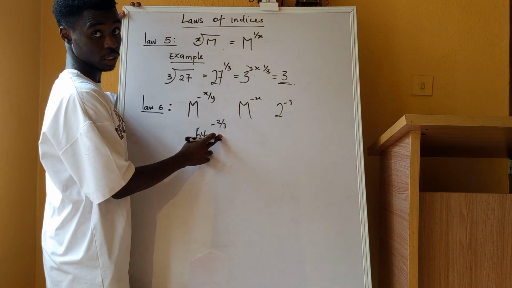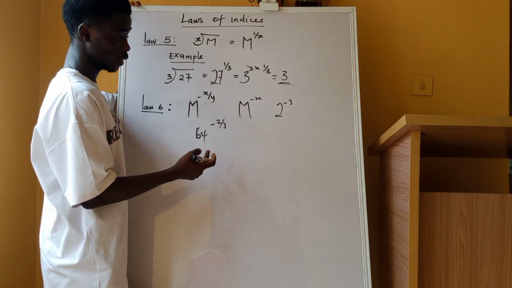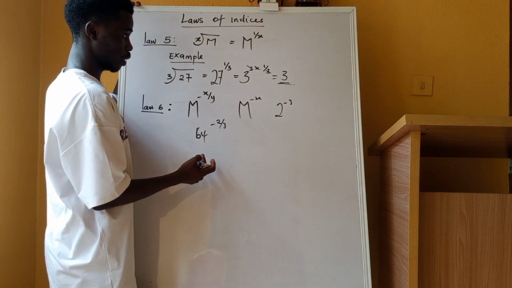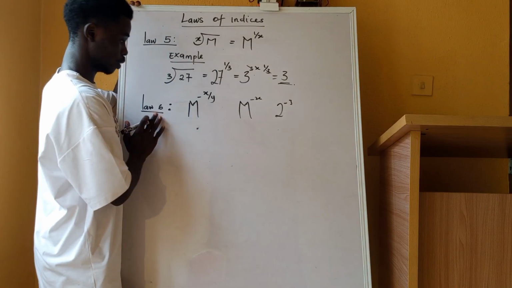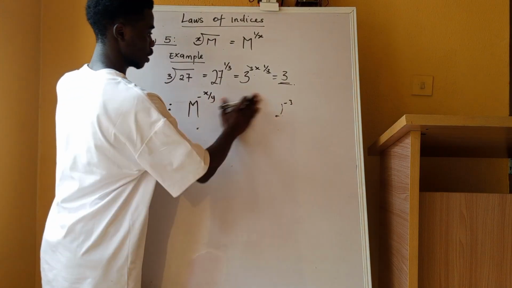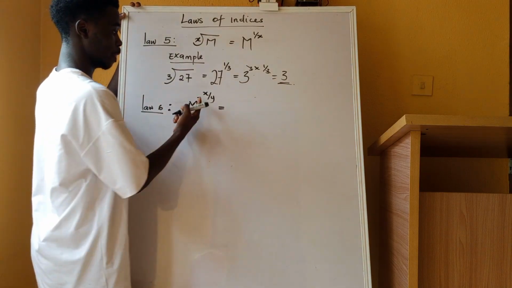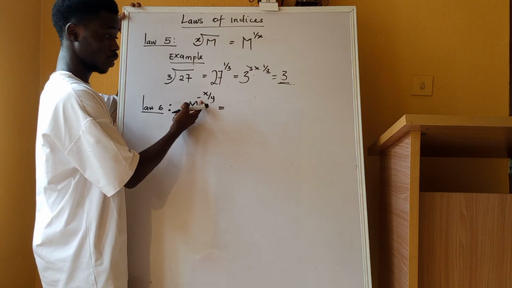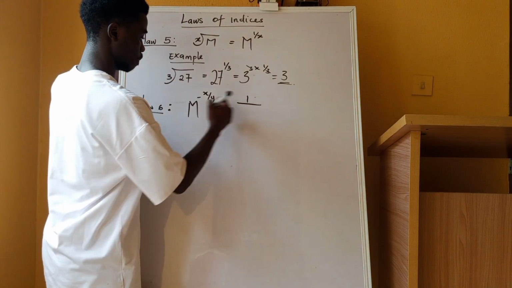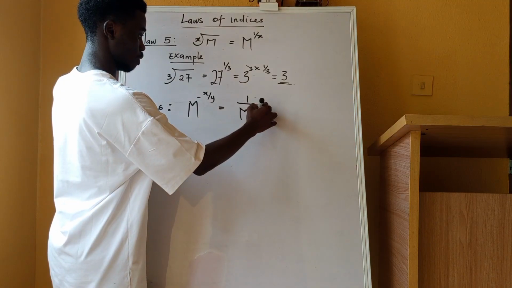Also, it can be a decimal point. If we have a decimal point, that's when we are going to convert it into a fraction. But we have a fraction here, so what are we going to do? That brings us to law number 6. So this is equivalent to, now remember that anytime you see a negative sign, it means 1 over. So put 1 over m to the power of x over y.